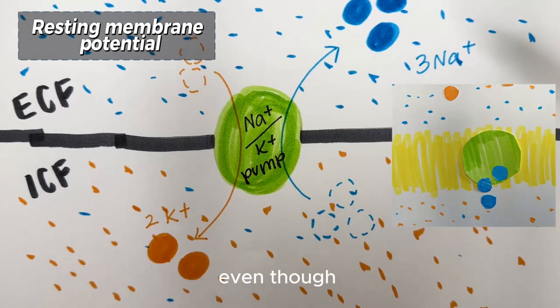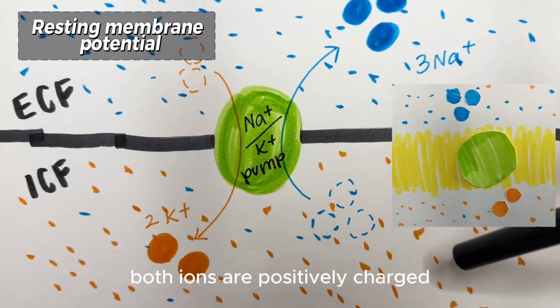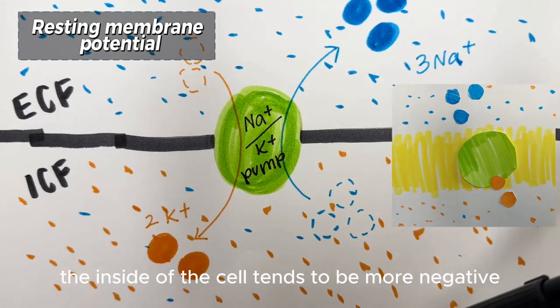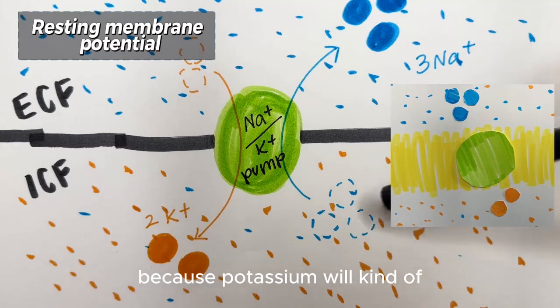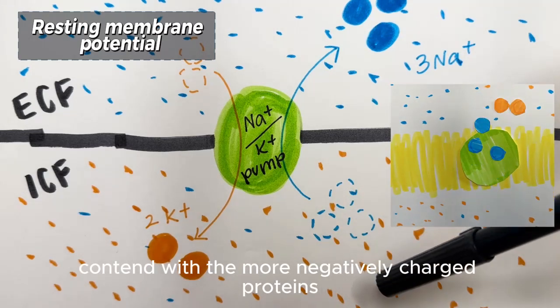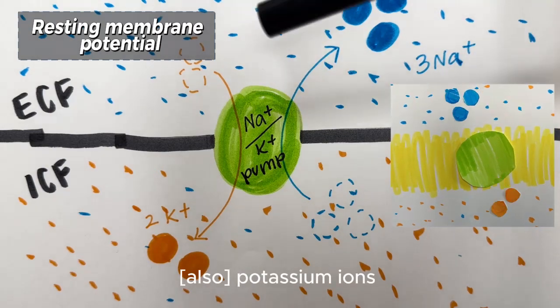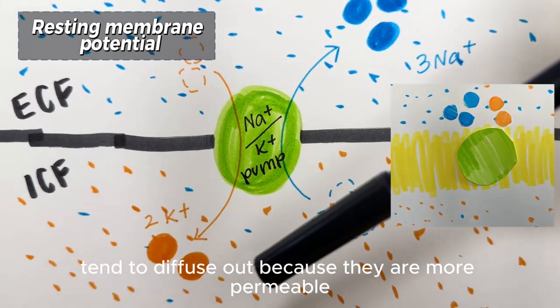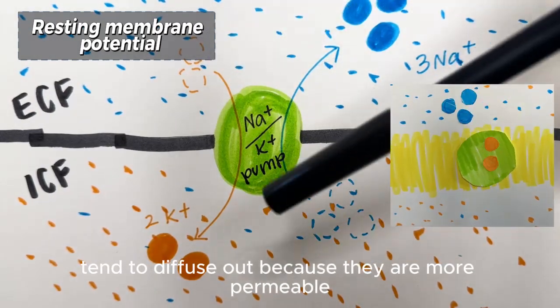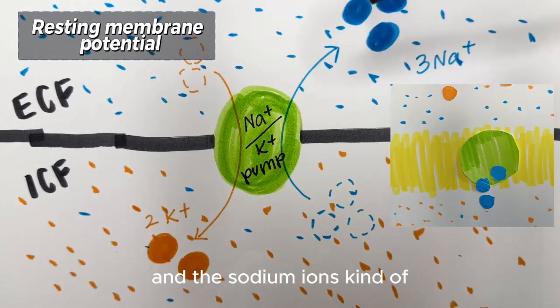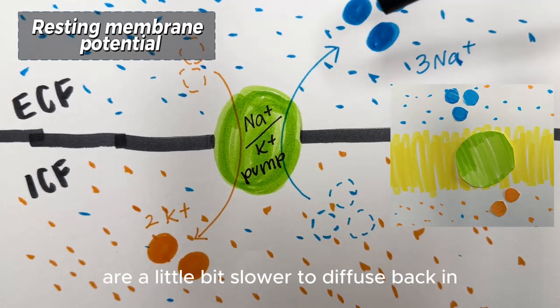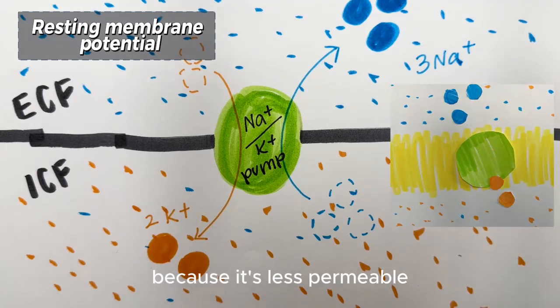Even though both ions are positively charged, the inside of the cell tends to be more negative because potassium will kind of contend with the more negatively charged proteins inside the cell. Potassium ions tend to diffuse out because they are more permeable, and the sodium ions are a little bit slower to diffuse back in because it's less permeable.